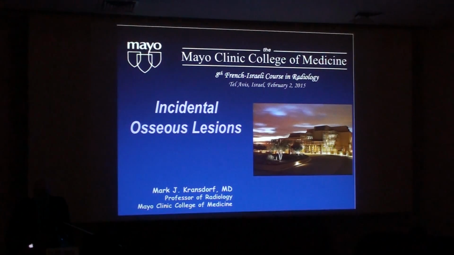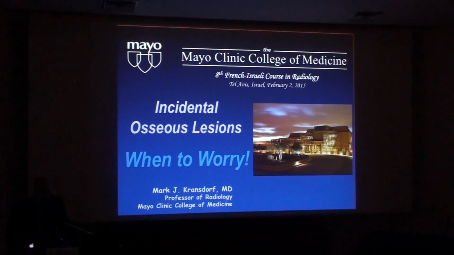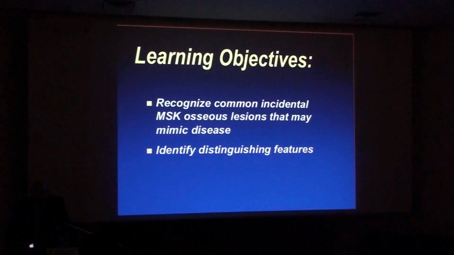And what I'd like to do is talk about some osseous lesions that are typically found incidentally on imaging studies, and specifically address when to worry about these. What I'd like you to be able to do at the completion of this section is recognize the common incidental MSK osseous lesions that can sometimes mimic more sinister disease, and be able to identify distinguishing features so you can say when you need to worry about them and when you don't.